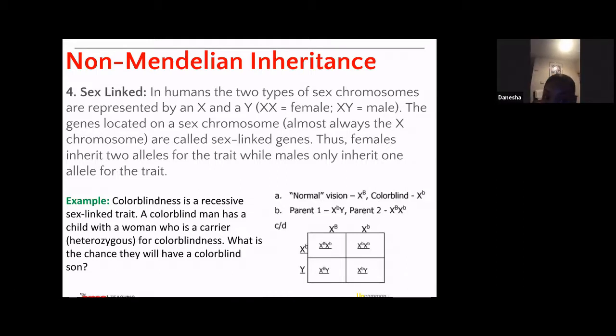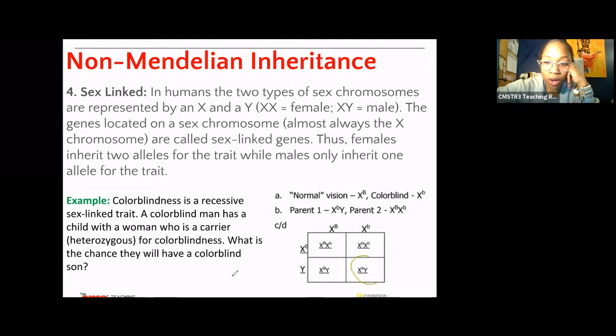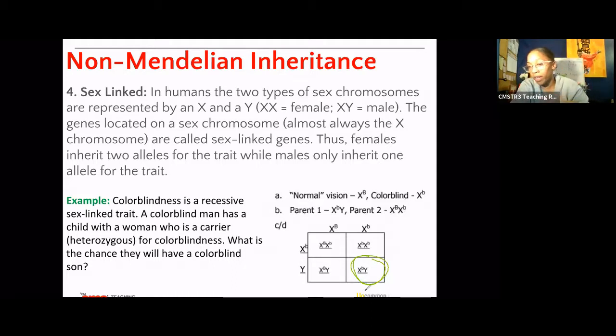Yes. Yeah, what's the chance? 25%. Just 25%. Down here in the corner, when we crossed our X's and our Y's, we have an XY child, which means it's a boy, and one of them got the lowercase b from the mom. So we do have a 25% chance of having a colorblind child, AKA myself. Hopefully, we'll see.